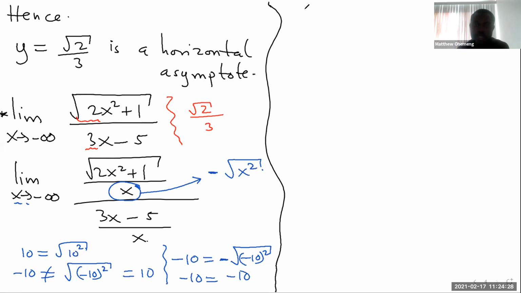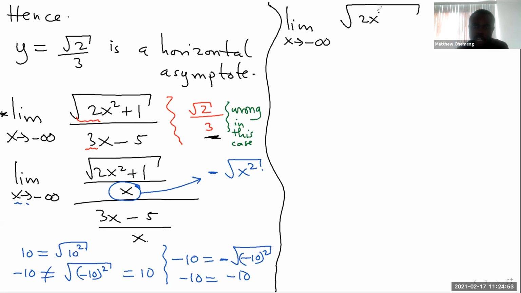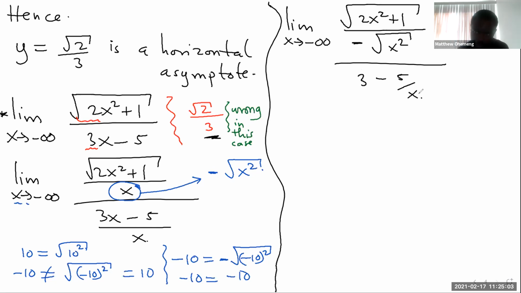Okay, so if that makes sense, now we are here. You have the limit as s approaches negative infinity. So maybe let me add this so that no one gets it wrong here. In this case, you're going to have the square root of what? 2s squared plus 1, over the negative square root of what? S squared. The denominator will still be the same, so that's 3 over 5 minus 5 over x, right?